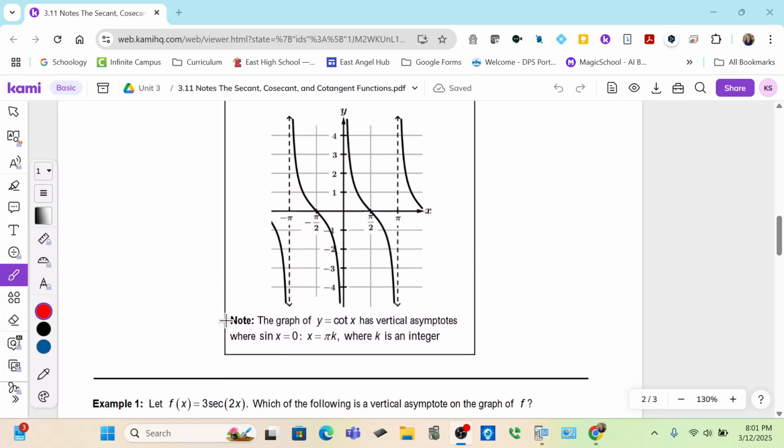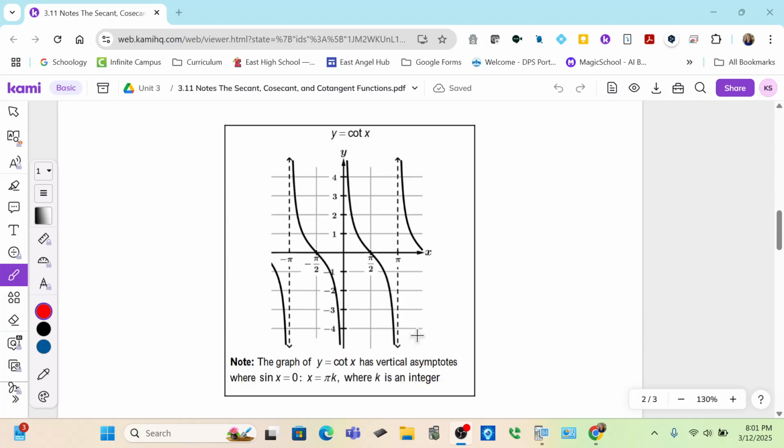Cotangent is still going to look very similar to our tangent curve. In fact, you might even think it looks like our negative tangent curve, because now instead of starting from a low value and increasing to a high value, we're starting from a high value because we have the cosine value in the numerator, down to a low value. So we're coming from +infinity and we're moving down to -infinity.